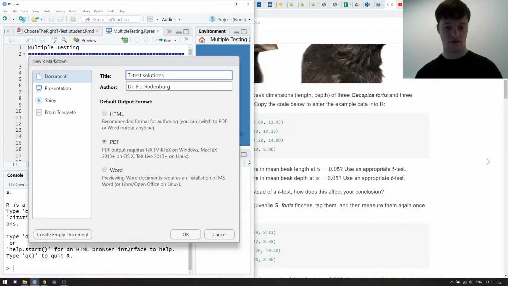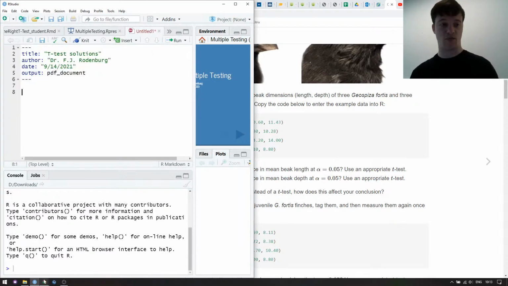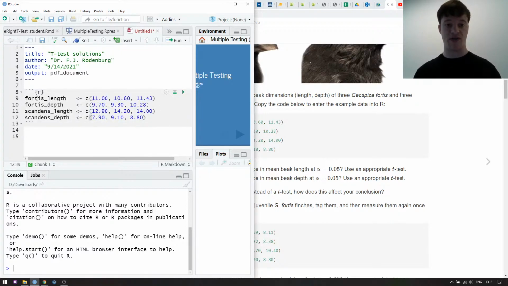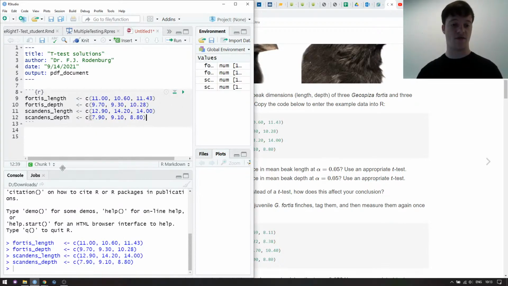Solutions. Then you can delete everything that's not the preamble. Preamble is this little part at the top with the 3 dashes, and then you can insert a new chunk. There's different ways to do it. You can do Control-Alt-I, it's easy, or you can use Insert and then choose R, or you can just type this. Okay, then I paste this. For those who didn't see, there's a copy button over here, an easy way to copy the entire chunk. Then when we run this, we have the 4 different vectors stored in our memory.